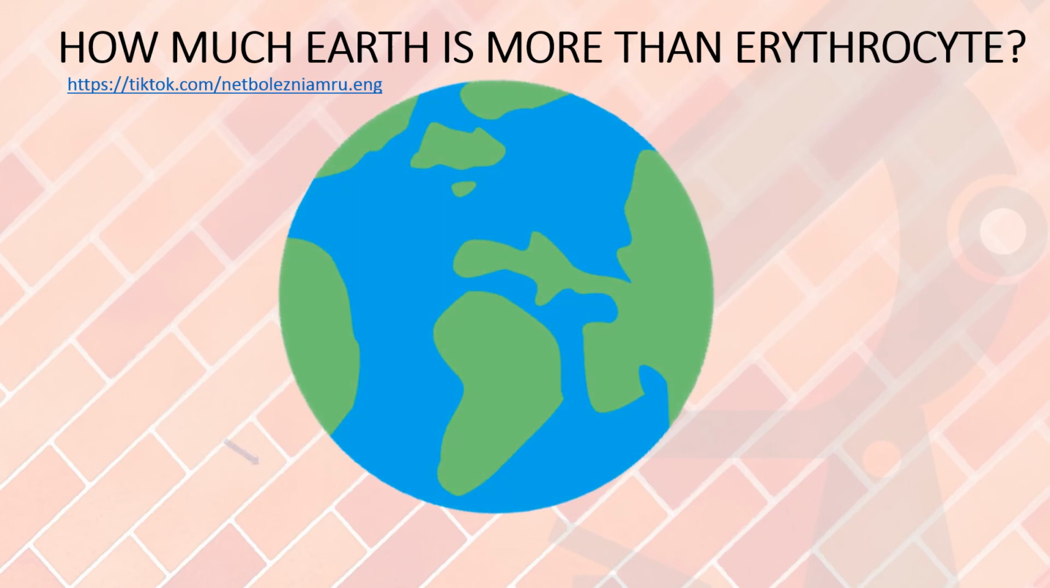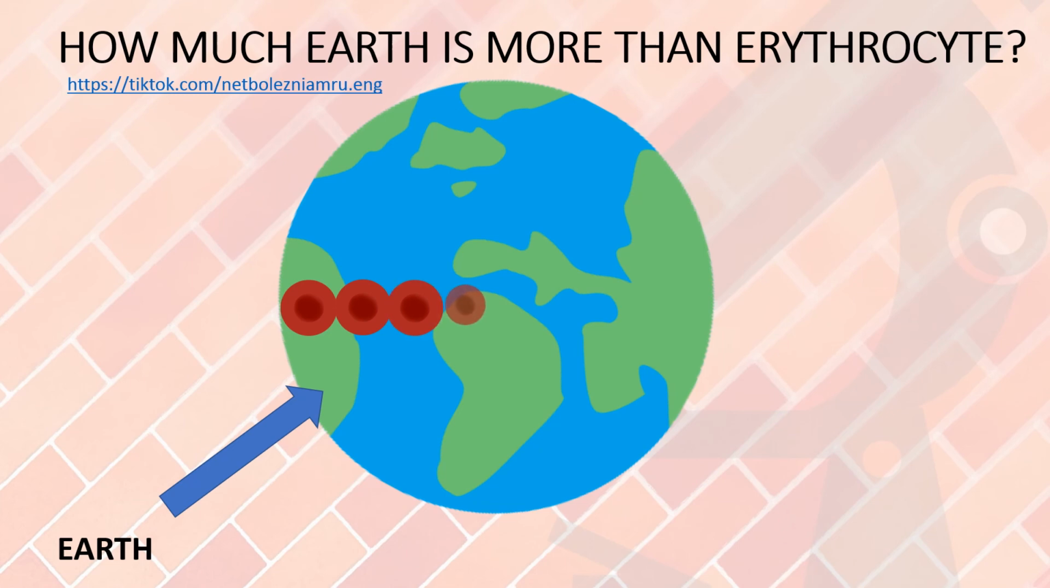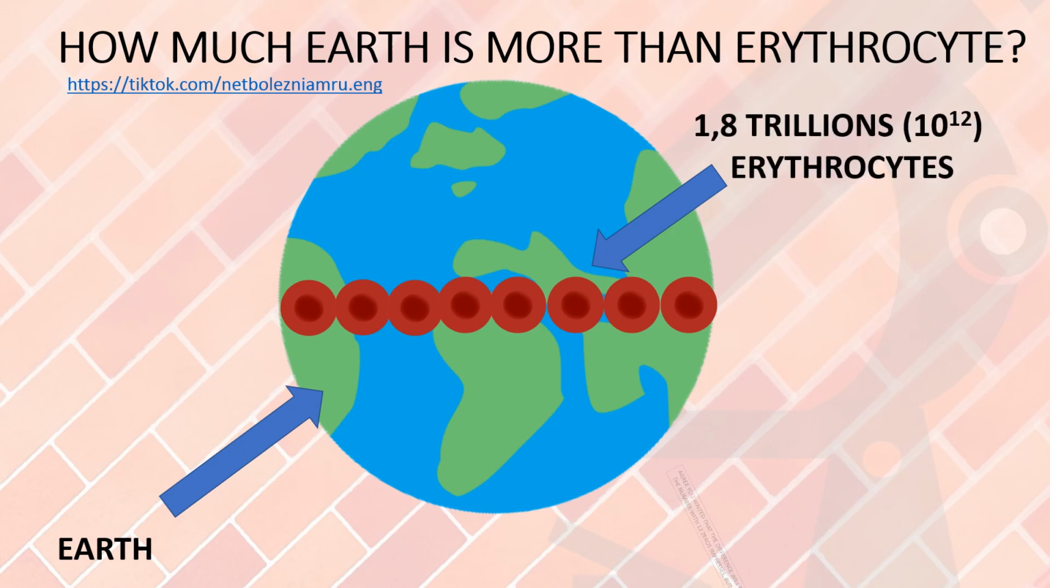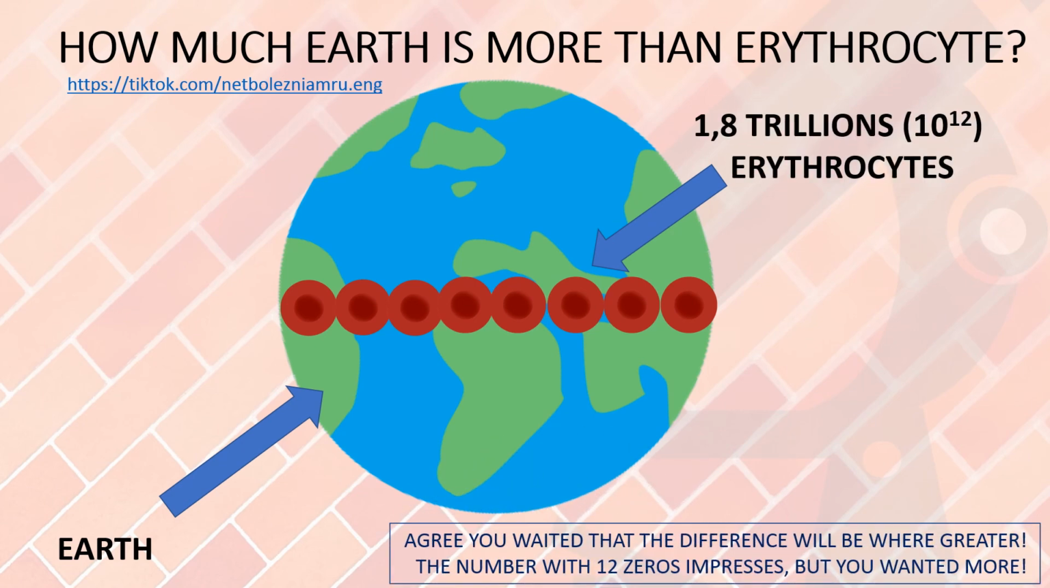How much more is the Earth than an erythrocyte? We put the Earth in the center of the screen and along its diameter we put an erythrocyte behind an erythrocyte, 7 microns, another 7 microns, and so on until the end. How many red blood cells will you get? You have no idea. Almost 2 trillion red blood cells. I agree, you expected the difference to be much greater. The number with 12 zeros is impressive, but still wanted more.